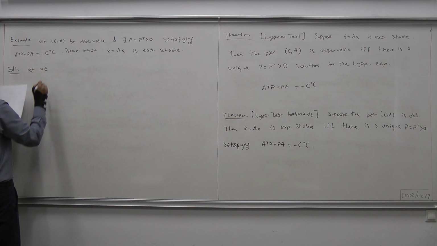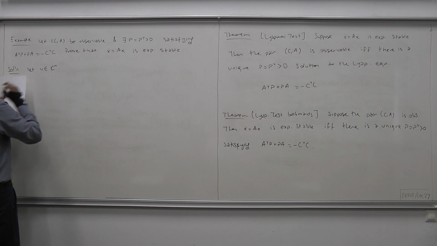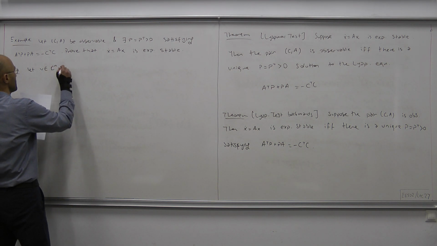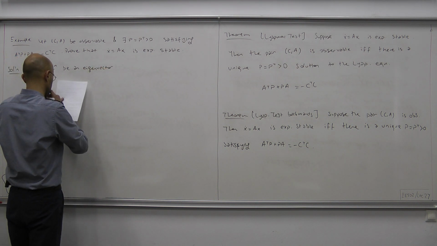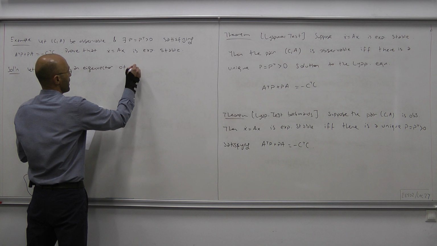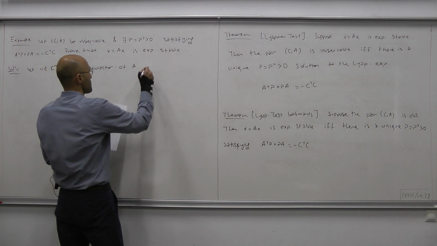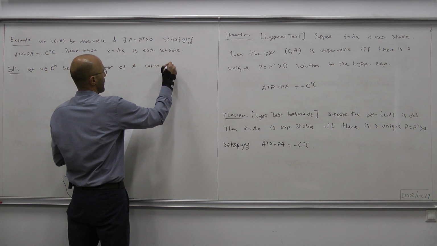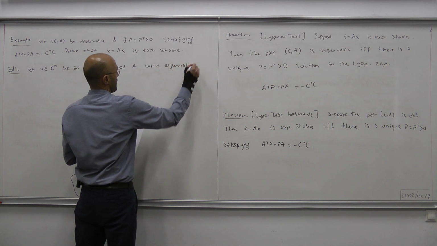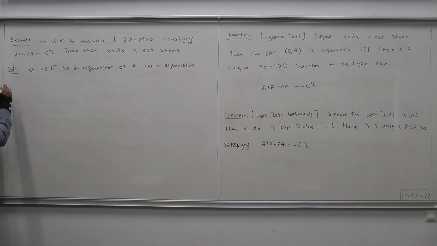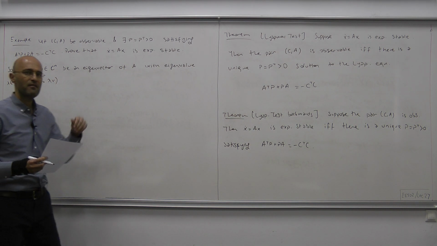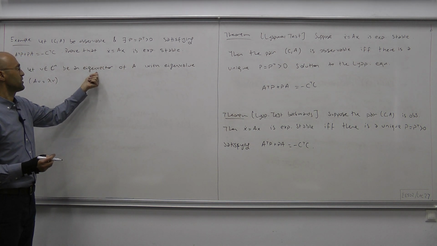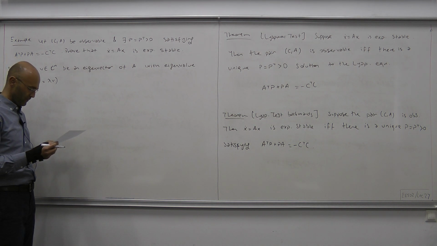Let V, an n-dimensional vector, be an eigenvector of A with eigenvalue lambda, lambda in C. In other words, we have AV equals lambda V, and V is a non-zero vector because it's an eigenvector. Okay, then we can write the following.